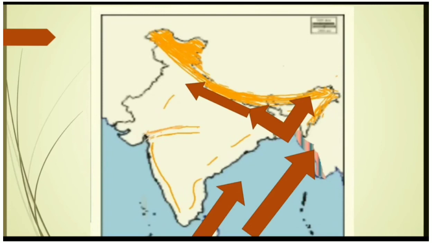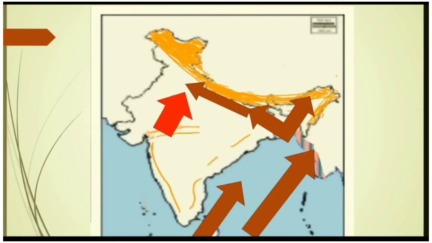So rainfall occurs, but it's not continuous for a week, but there is a dry spell. Dry spell means it's a period when there is no rainfall, and after that again for 2 or 3 days rainfall takes place, and then there is a dry spell. When it is reaching Delhi, the amount of rainfall decreases.